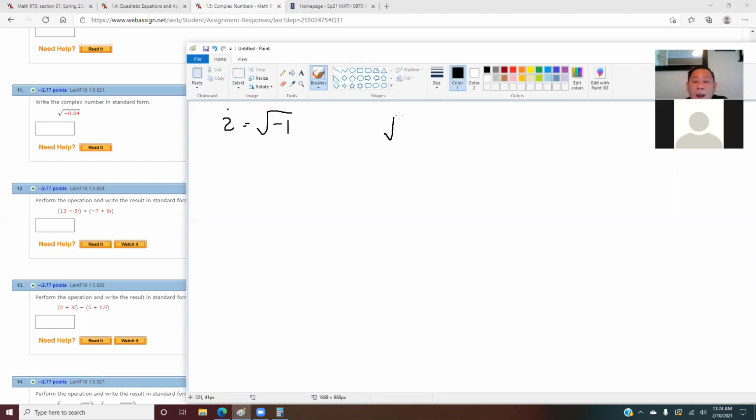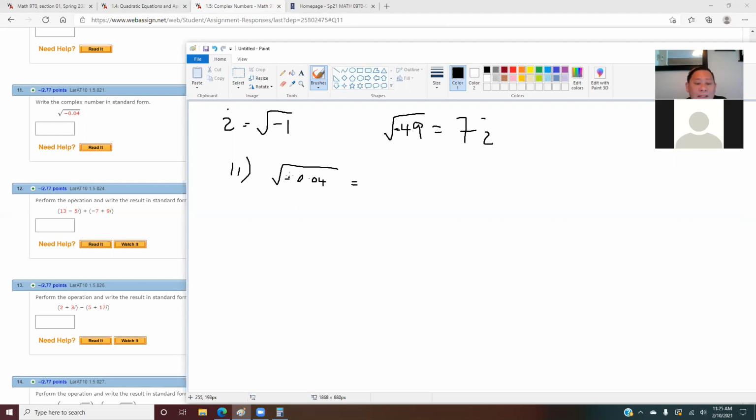For example, what happens when you have 49? Do you know what the square root of 49 is? 7. But if you have the square root of negative 49, it will still get 7, but that negative will become i. So the square root of negative 49 is 7i. So if you have this, question number 11, the square root of negative 0.04, right?